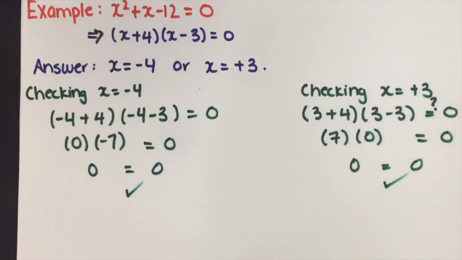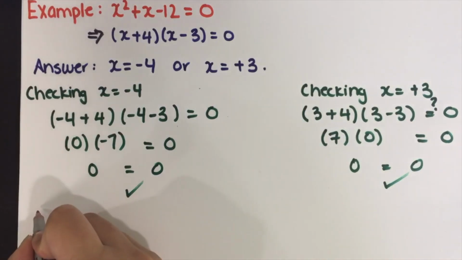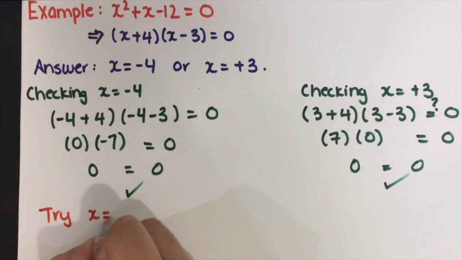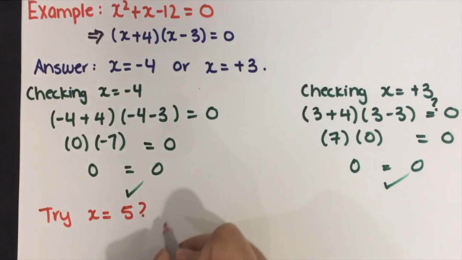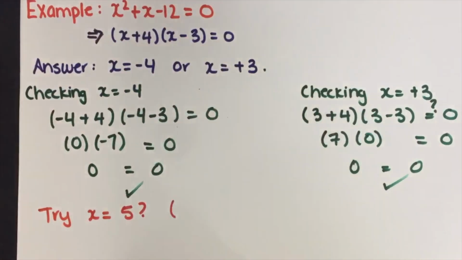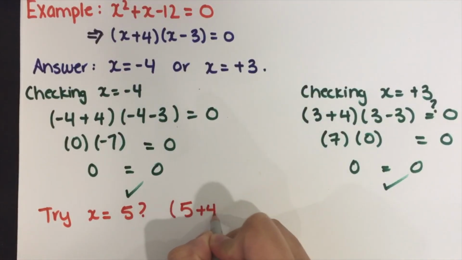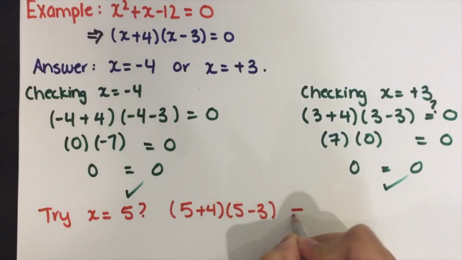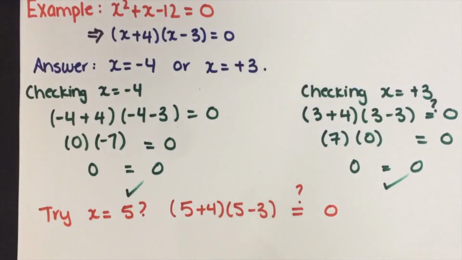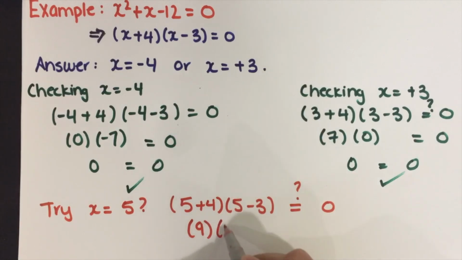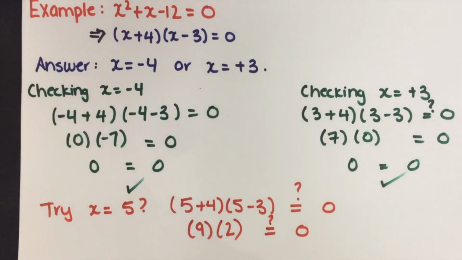Now let's try x equals 5. We're going to substitute x equals 5 into our factored equation. So we have 5 plus 4 times 5 minus 3. Does this equal 0? Let's check. 5 plus 4 is 9. 5 minus 3 is 2. 9 times 2 is 18. It does not equal 0. So obviously, if we got 5 as our answer, we would know it's wrong.